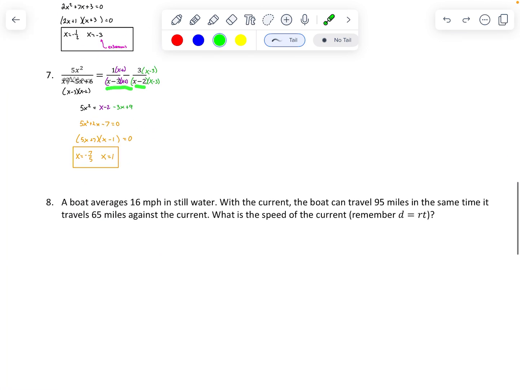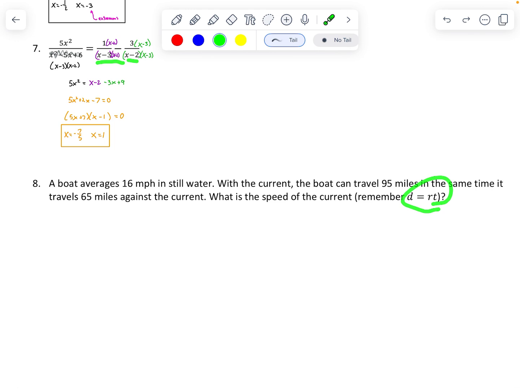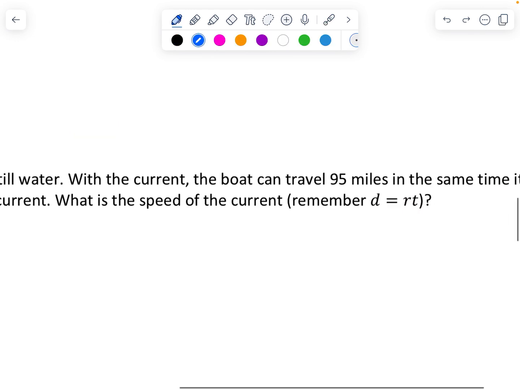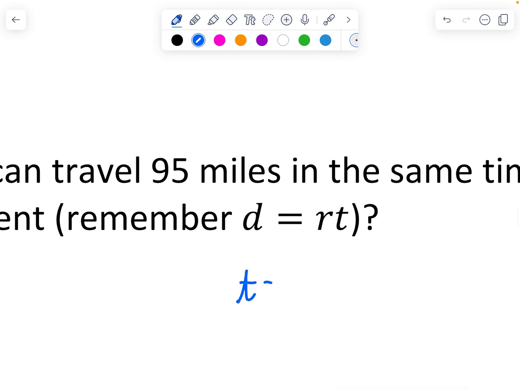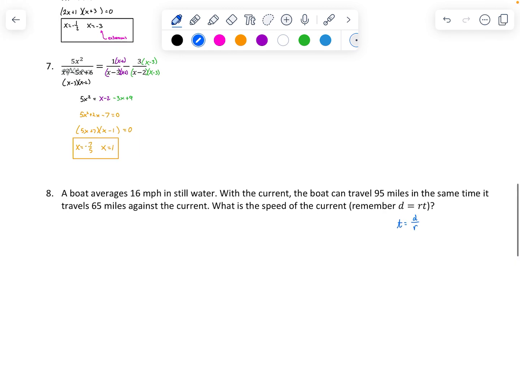Okay, and then finally the word problem. Okay, so we're going to use distance equals rate times time, which can be manipulated to be time equals distance divided by rate. And that's what we need in this one because we know that the 2 boats are traveling for the same amount of time. So we need to set up 2 different things here.